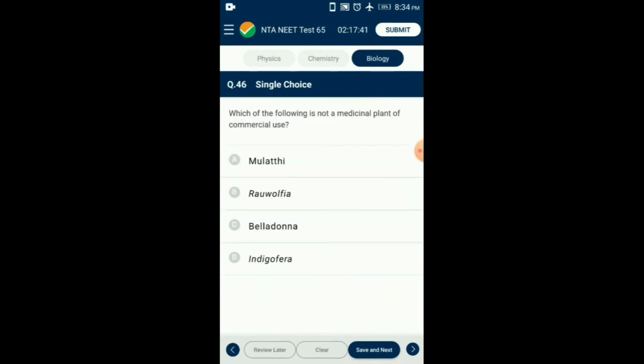Question number 46. Which of the following is not a medicinal plant of commercial use? Mulethi, commonly called as Glycyrrhiza, is a member of family Fabaceae. Rauwolfia is a member of Apocynaceae family, and Belladonna, Atropa belladonna, is a member of Solanaceae family, and are all medicinal plants. Indigofera, commonly called as Neel, is used to obtain dye. So the answer for this question is option D, Indigofera.